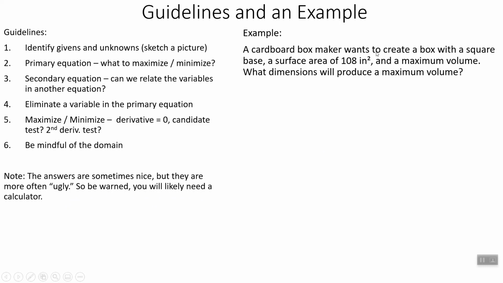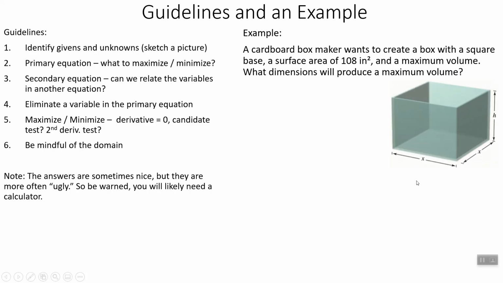A cardboard box maker wants to create a box with a square base, a surface area of 108 square inches, and a maximum volume. What dimensions will produce a maximum volume? So they're making a box. The box has to have a square base. The height we can change. So the box could be really tall or the box could be really short. But we want it to have a maximum volume.